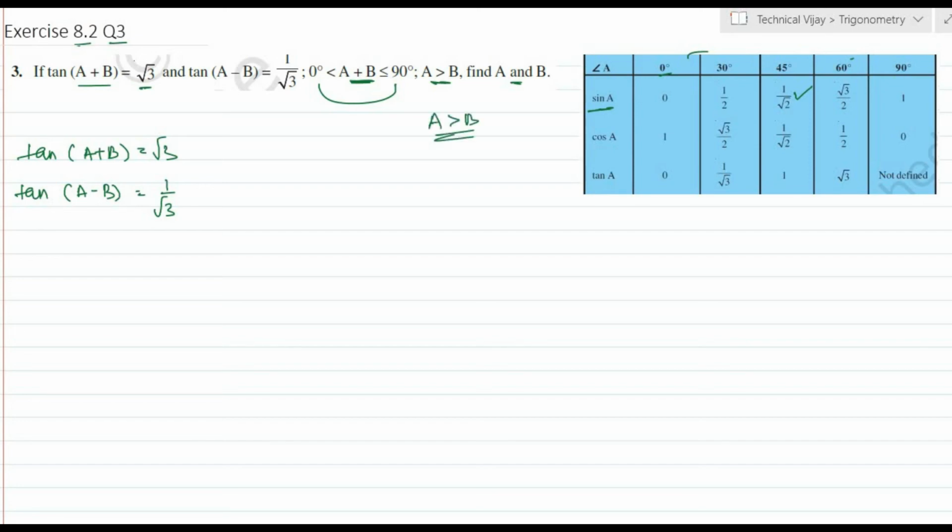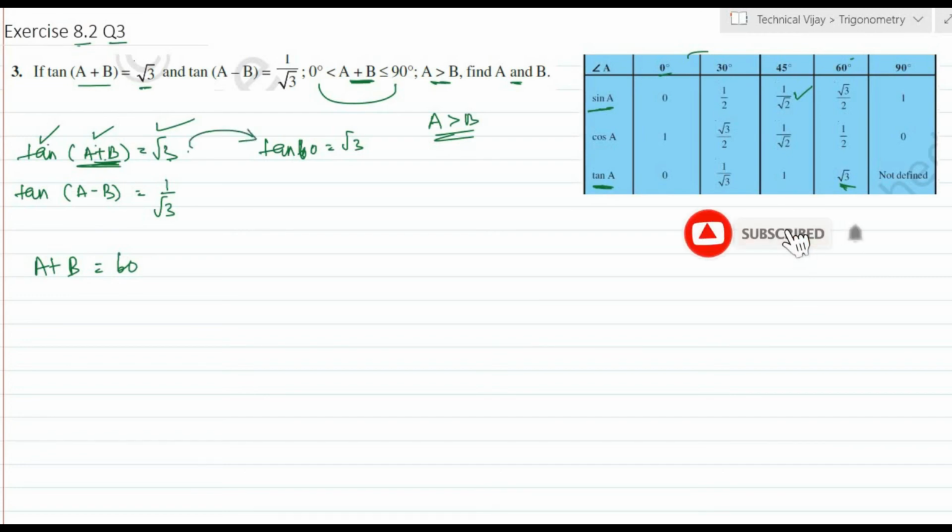Now you see, tan of what is equal to root 3? Tan of 60 is equal to root 3. So this means that the angle is 60. So A plus B is equal to 60, because tan of 60 is equal to root 3. And this is root 3, so compare this one.